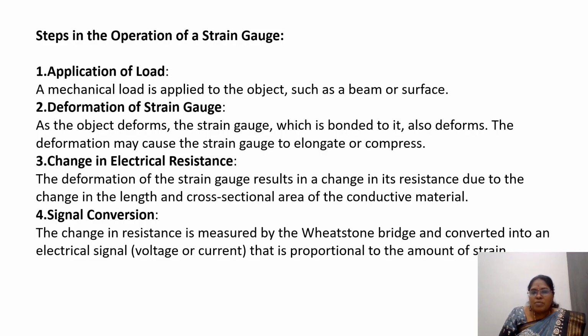So these are some of the steps for the strain gauge. First you have to apply the load. When you apply the load, what will happen? Deformation of the strain will take place. Whenever the deformation takes place, that means there is a change in the resistance. The change in resistance we have to convert, that is proportional to the amount of strain.